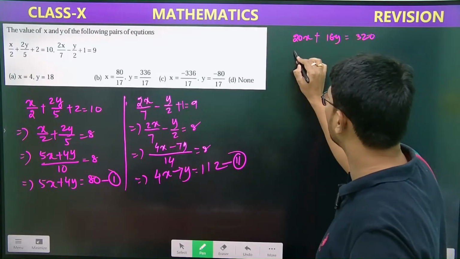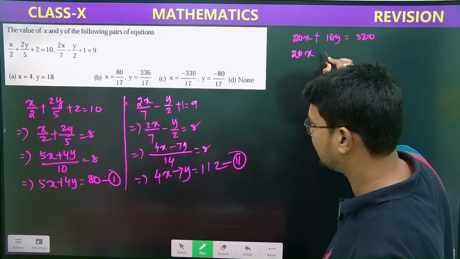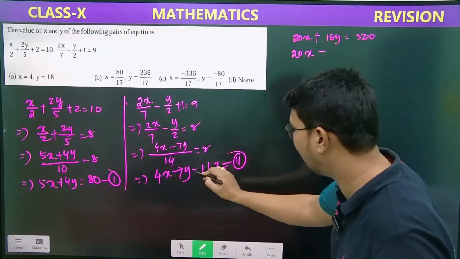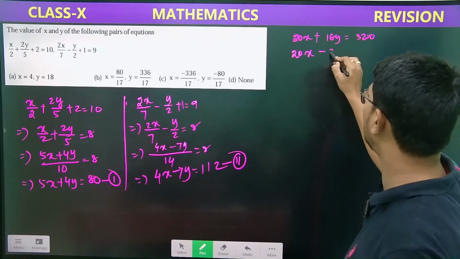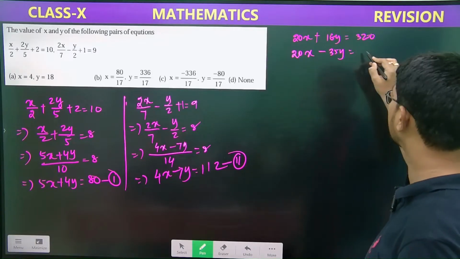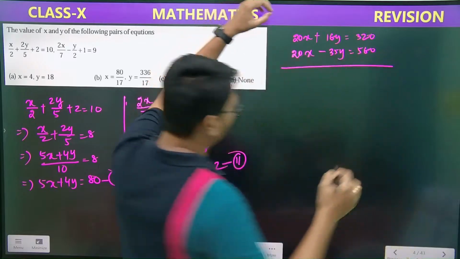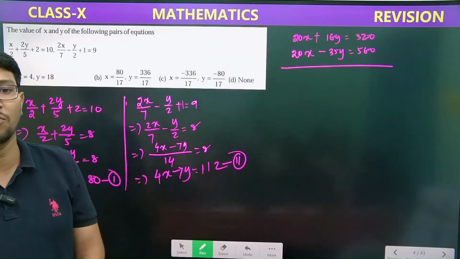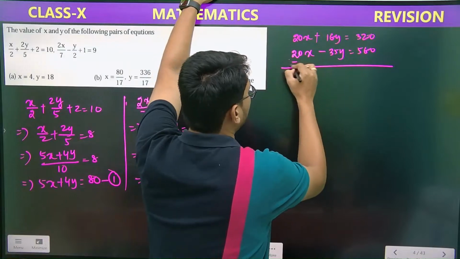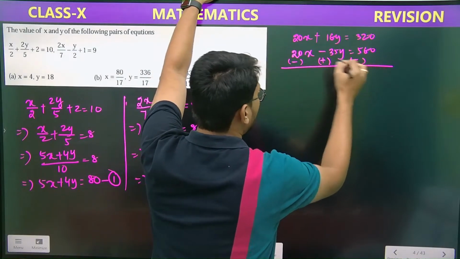So therefore it is also 20x minus 7y into 5, that is 35y equals to, this is how much? 560, right? Now check. We have to eliminate which one? X. How? By subtracting or adding? By subtracting. Minus this becomes plus, this becomes minus.